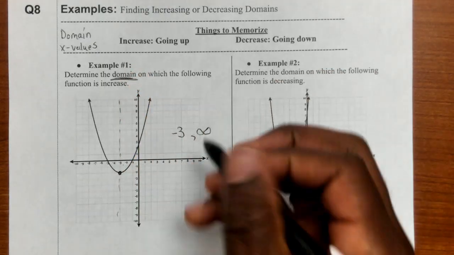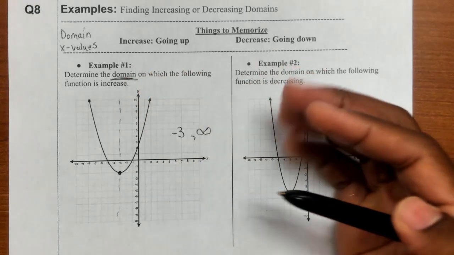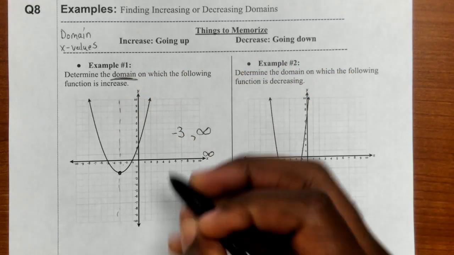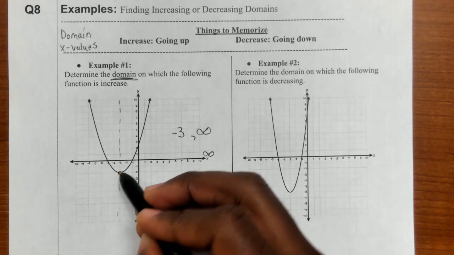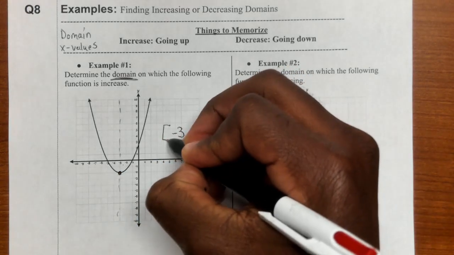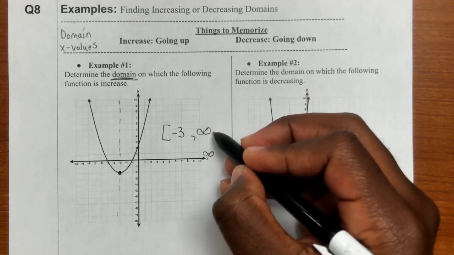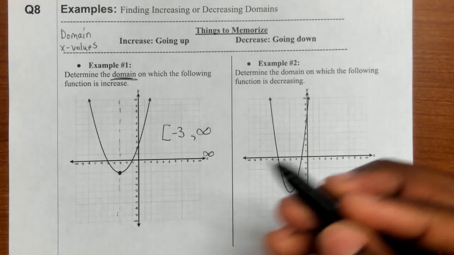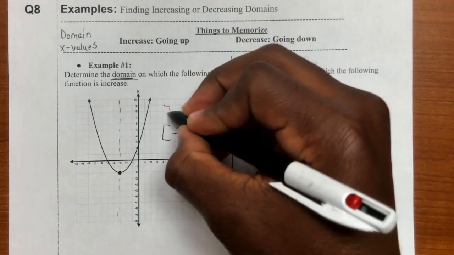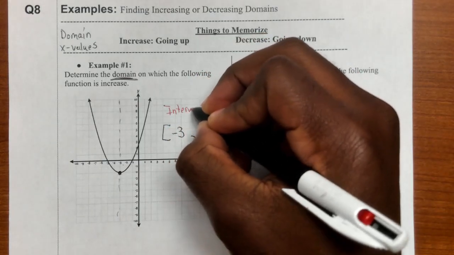Because if you're going to the right, you're going to where the numbers are more positive, and if you go forever, you're going infinitely. Okay? Because this is on the line, this is where it's starting to increase, you put a bracket right here, and then because it's going to infinity, and infinity is not a solid number, you put a parentheses right here. Okay? But there's another way you could represent it, because this is in interval notation.